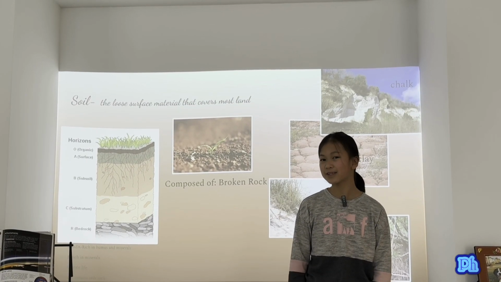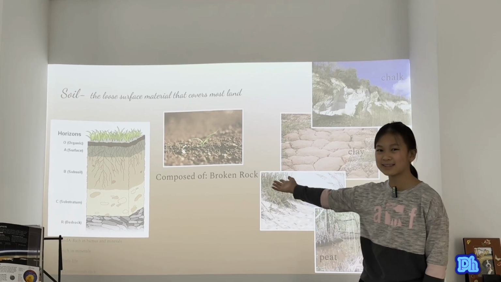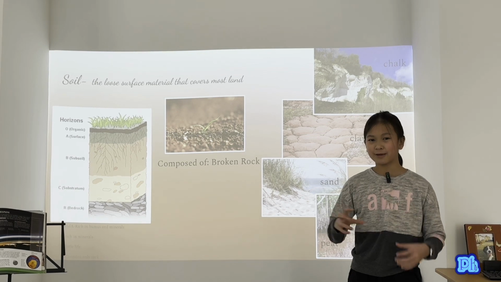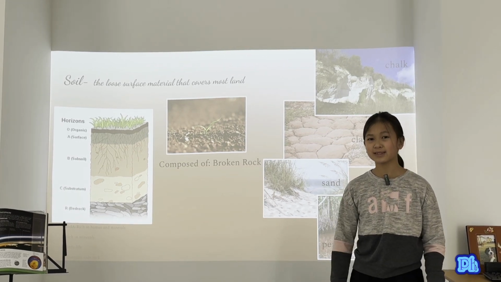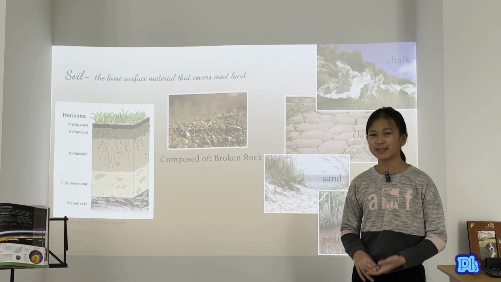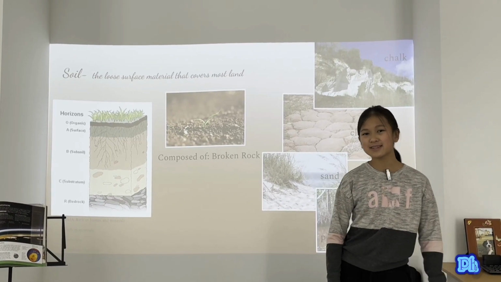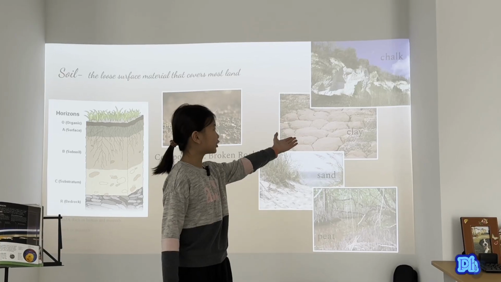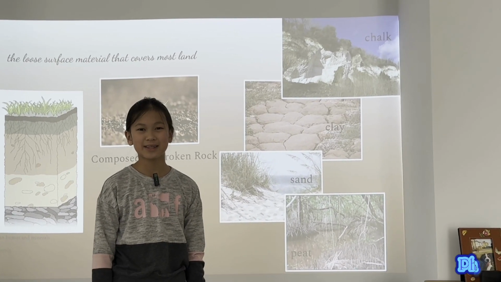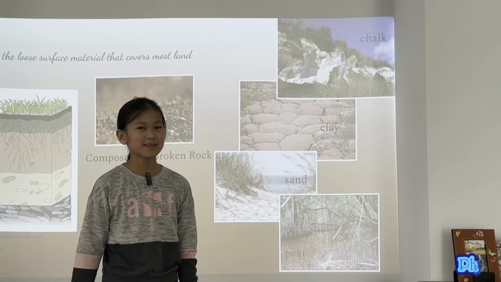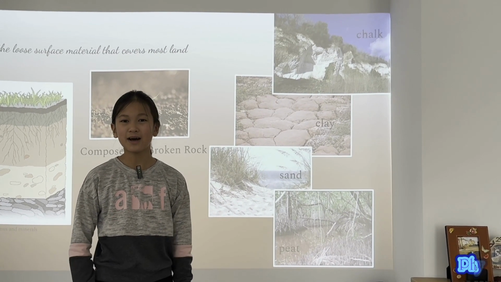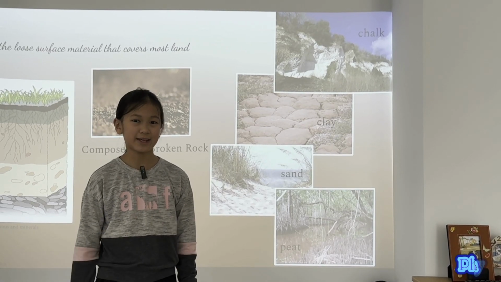Soil is composed of broken rock, as you can see, and over time, when rock erodes away because of the wind and brushing against other rocks, it will create these fine grains. And these fine grains can either end up as chalk, clay, sand, and peat. These are all different types of soil. Even though these can feel very different, they're all made of tiny grains.